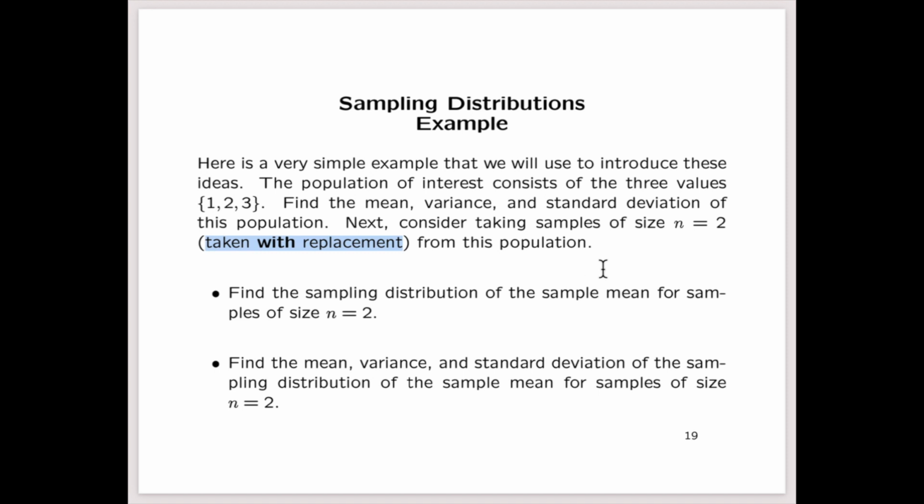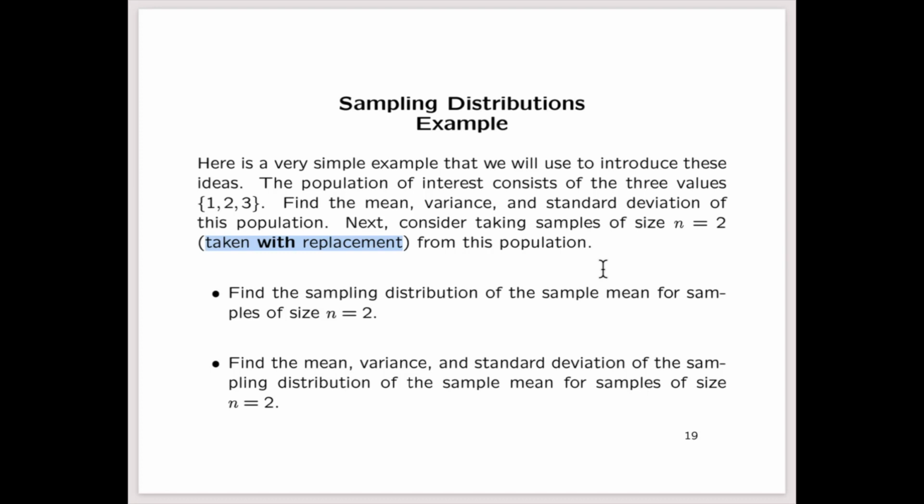One way to conceptualize this: suppose we have a hat with three slips of paper. Each slip of paper has a number, either 1, 2, or 3. That's our population. In this sampling process, we make sure that the slips of paper are mixed up, and then we reach into the hat without looking. We pull out a slip of paper, look at it, see the number written on the slip, and write that number down on a separate sheet of paper. Then we put the slip of paper back into the hat. So we're replacing that slip of paper.